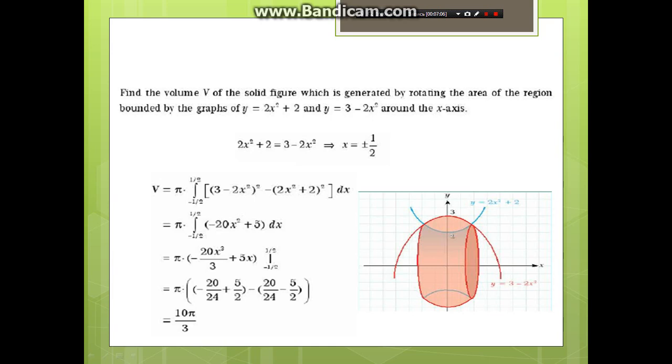For example, find the volume of the solid figure which is generated by rotating the area of the region bounded by the graphs 2x squared plus 2 and 3 minus 2x squared around the x-axis. Intersection points plus minus 1 over 2. The solution of the definite integral, answer 10 pi over 3.